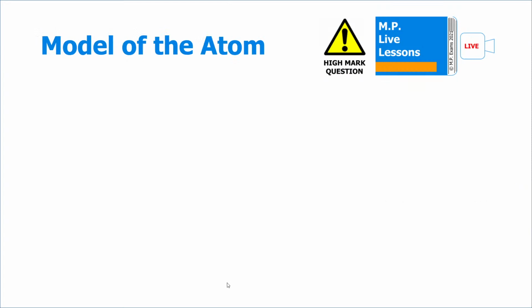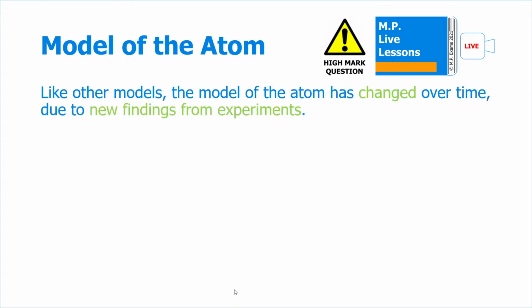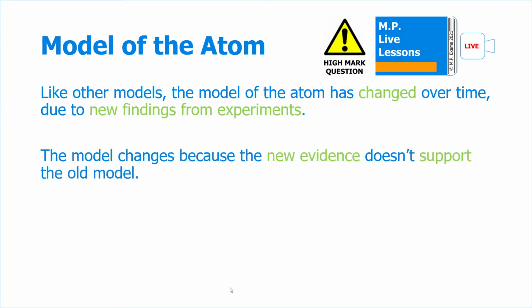Next we come onto the model of the atom. Now this is often a high mark question where you'll need to know quite a lot about this. You may need to explain how it developed over the years. Now a model is a way to explain properties of an atom. And these models can change because of experiments. The model changes because the new evidence doesn't support the older model, so it doesn't make sense anymore.